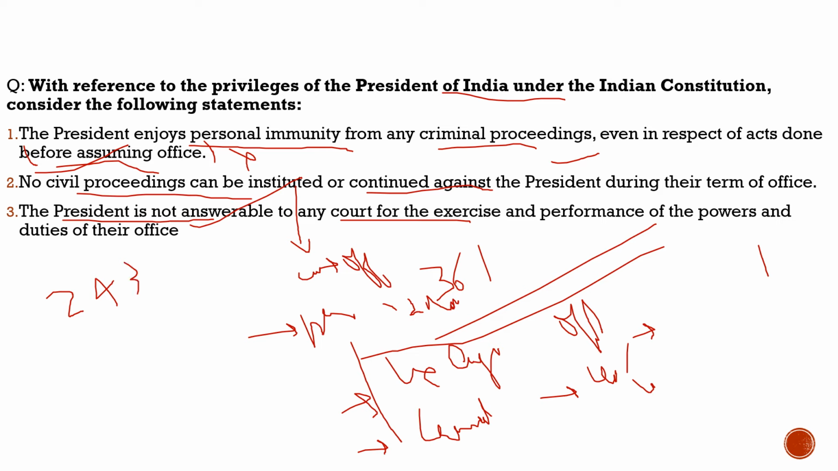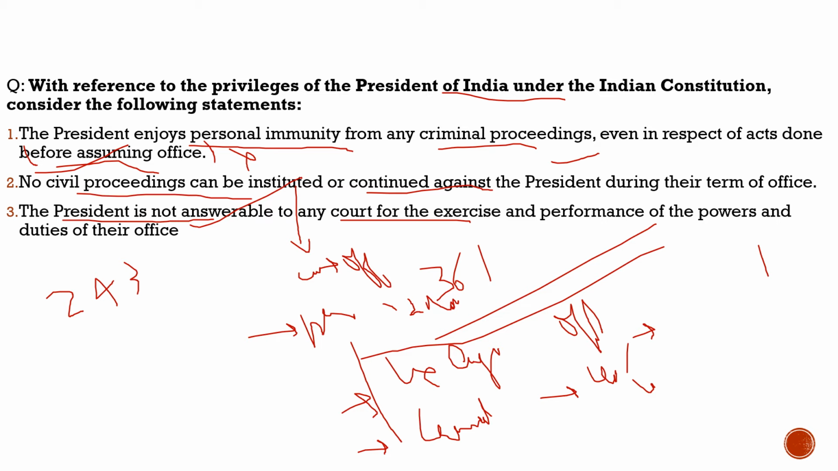Through this question, I hope you understood the privileges which the president enjoys. For criminal cases, he can't be judged; no proceedings can be started against him. For civil cases, if it is with respect to his official work, then no; if with respect to his personal work, then yes, but 2 months' notice should be given to him. And also, he is not answerable to any court for the exercise and performance of the powers and duties of his office. So with this, I hope you understood the privileges of the president. Now with this, we complete today's static part 2.